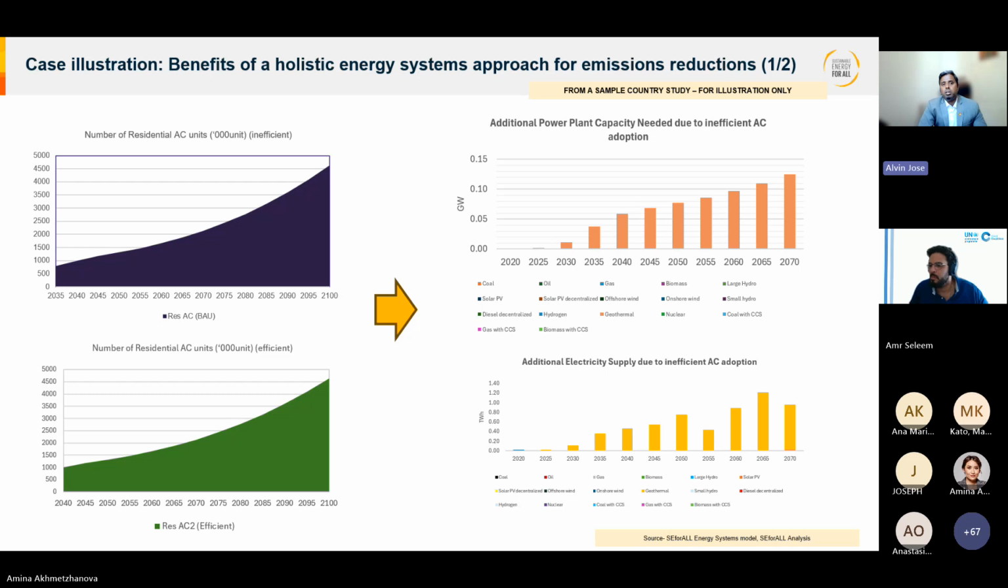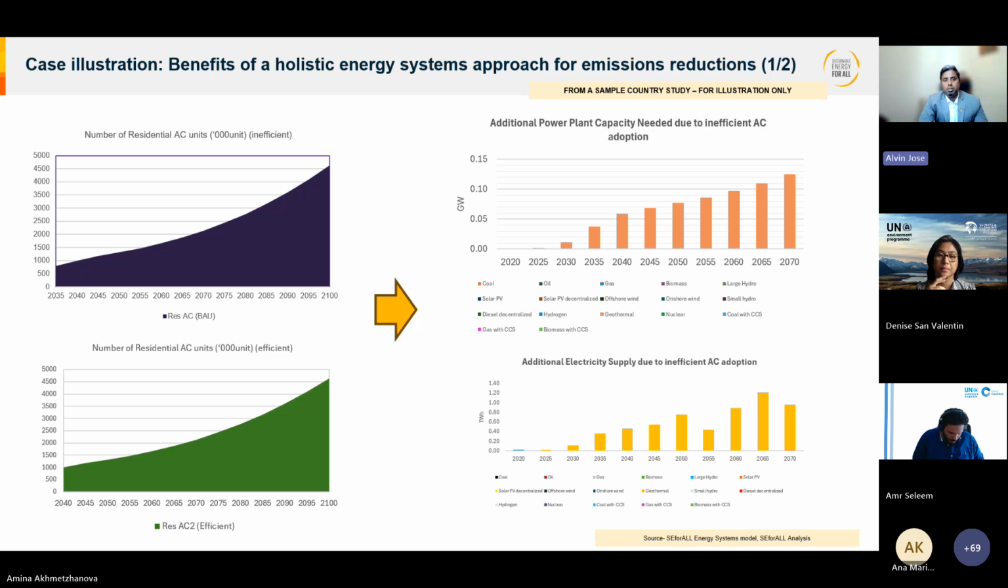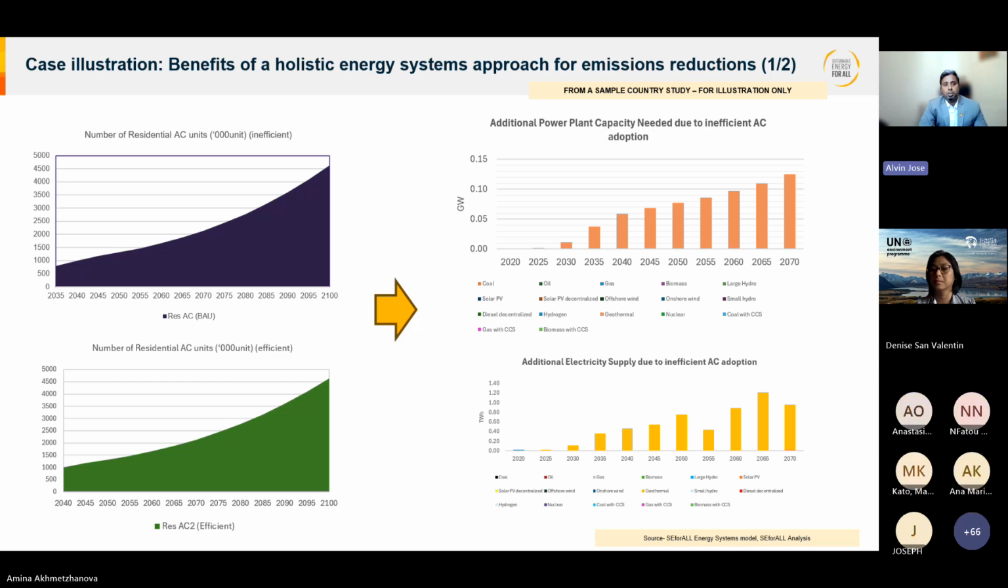So this is one of the examples that we tried to do for a country. I'll not name the country just because it's still under works, but this is for illustration. We are looking at this country growing its current AC ownership to almost 5 million units in the next 50, 60 years. We have two types of AC in the particular model. Actually, there are 3 or 4 types of ACs, but for simplicity, I'm putting an inefficient AC, which is the blue one, and the efficient AC, which is the green one.